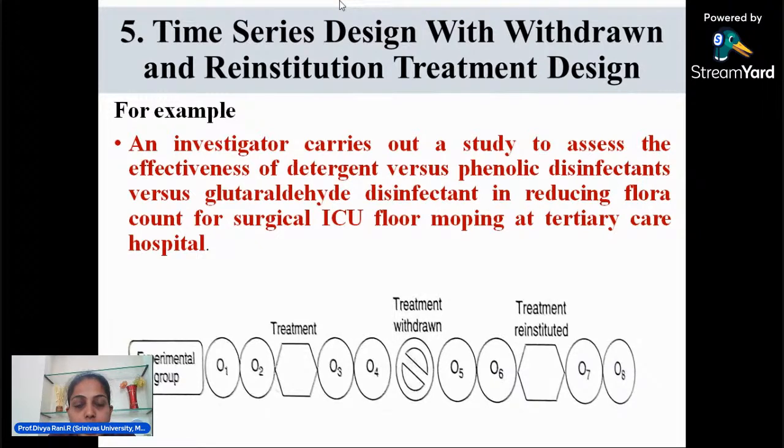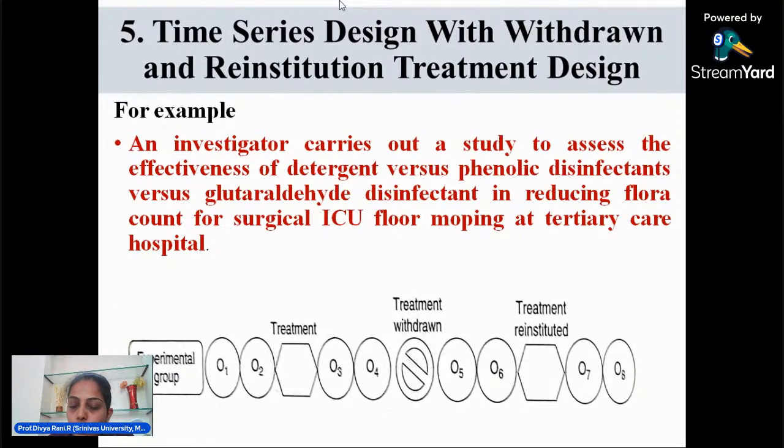Then what will they do again? They will further assess the floor for another 2 weeks or 2 months. Then after that, they will withdraw that particular treatment. Then they will observe the floor again for another 2 months. Then they will treat it with another category of treatment, that is, maybe they will be using detergent.